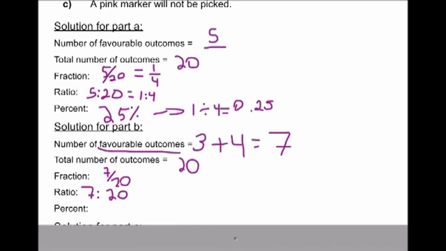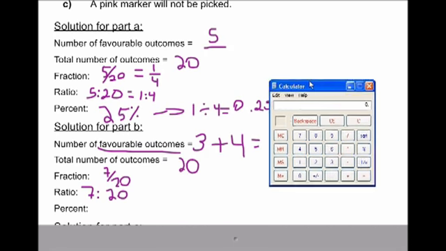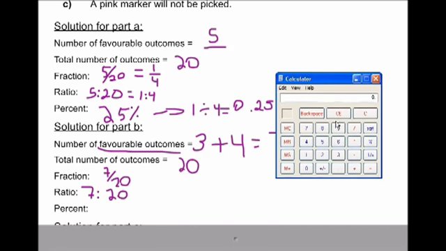Again, I'm going to use this handy dandy little calculator. And what I'm going to do is 7, divide that by 20, and it'll give me the decimal, which is 0.35. To get that now as a percent, I multiply it by 100, and I would end up with 35%.